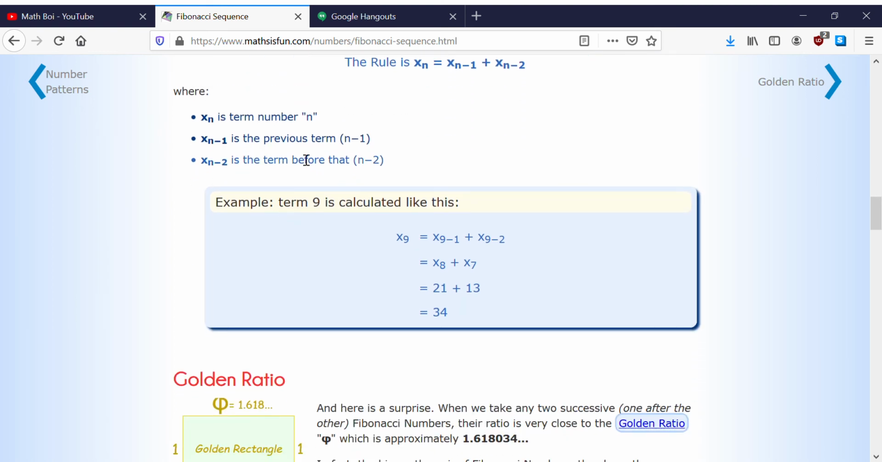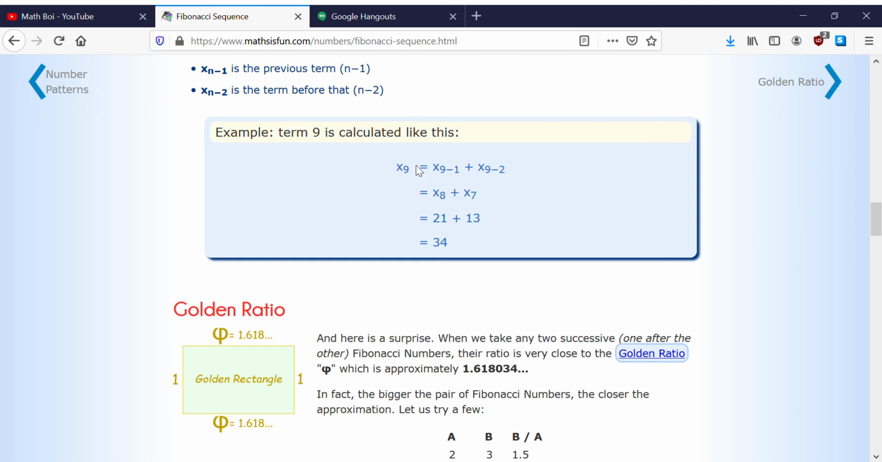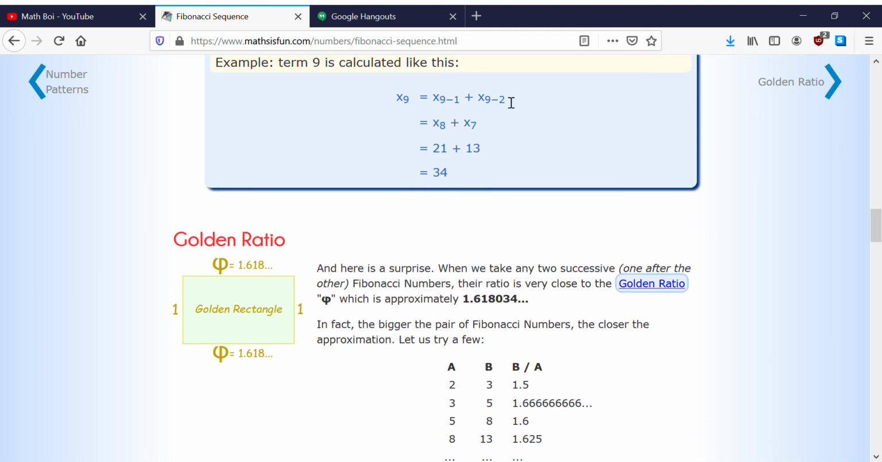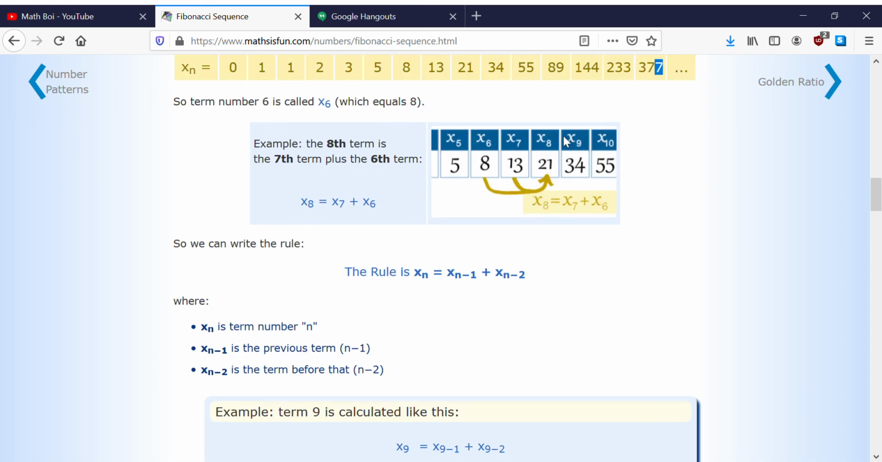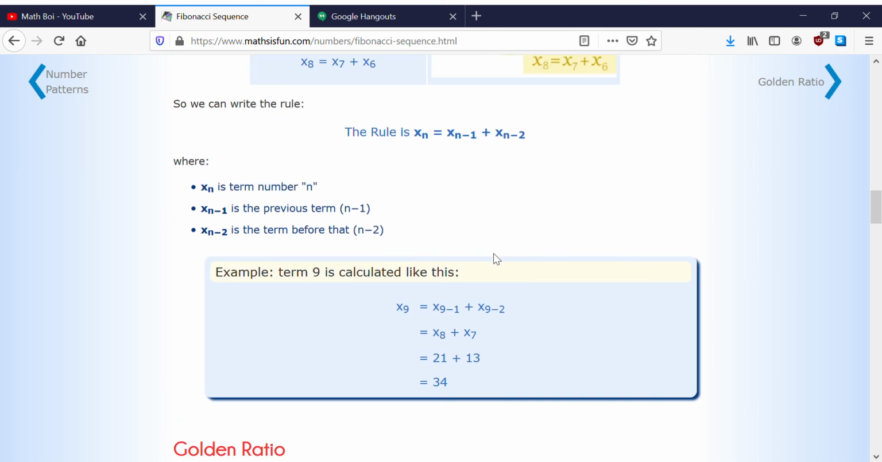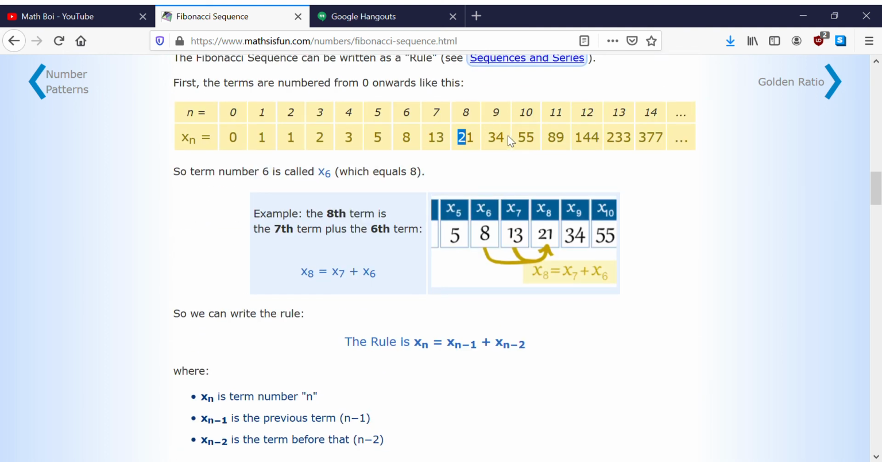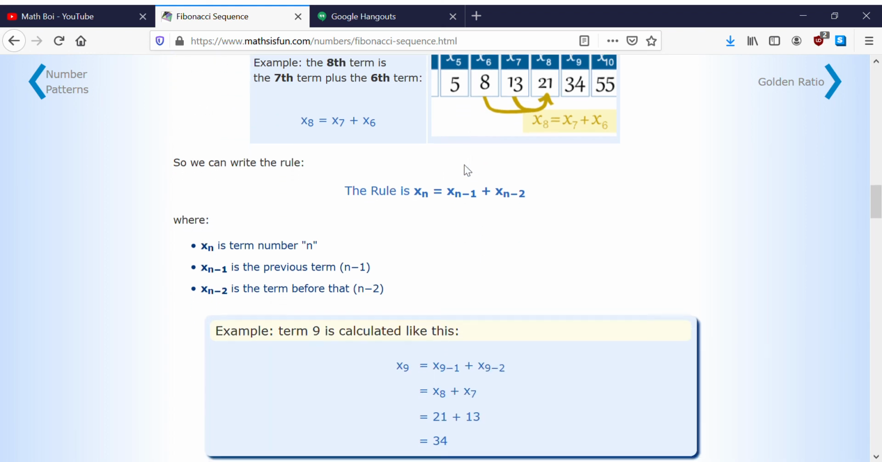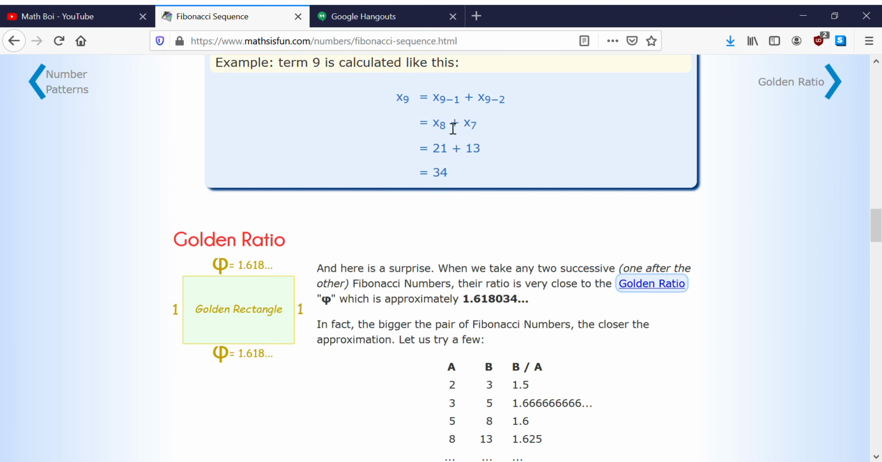So the term 9 is calculated like this: x9 equals x9 minus 1 plus x9 minus 2. 9 minus 1 is 8, which is x8, which is 21, plus x9 minus 2, which is x7, which is 13. So you just need to add 13 and 21, that equals 34. See, x8 plus x7 equals 21 plus 13 equals 34.